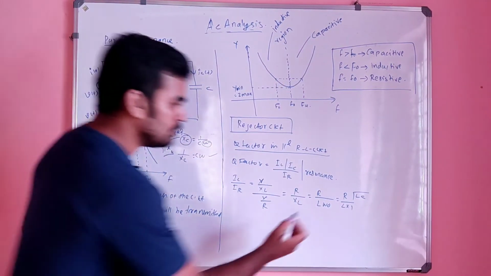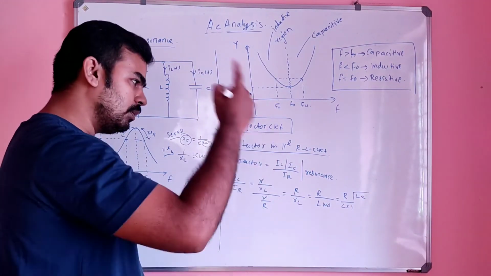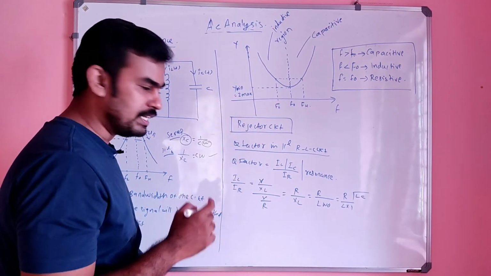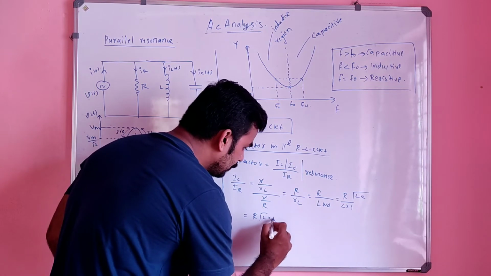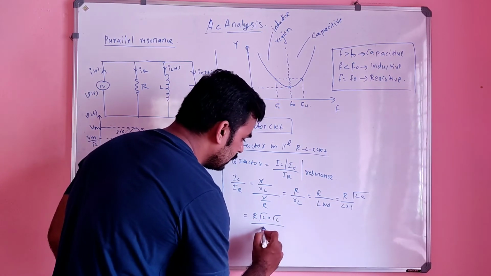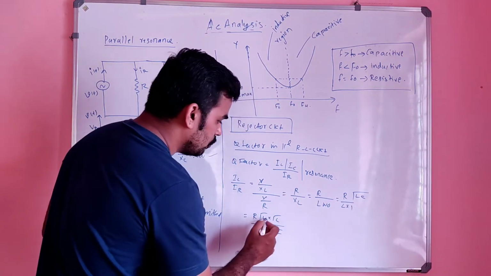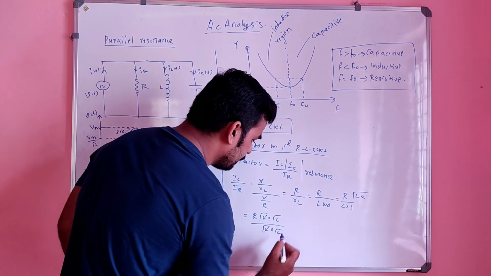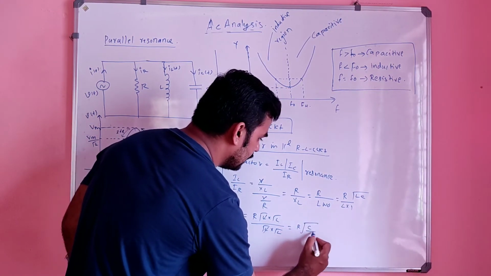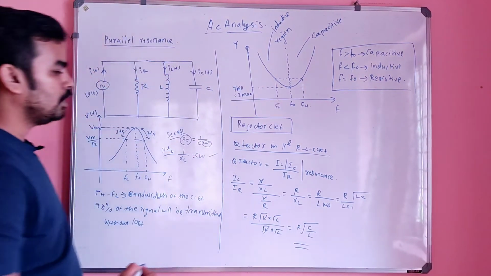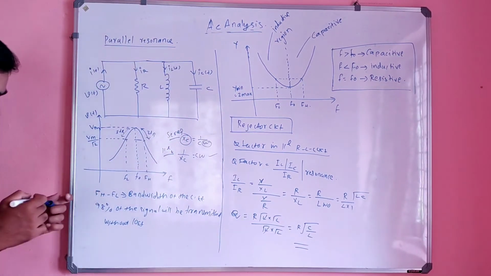1 by root of L into C. So omega 0 is nothing but 1 by root LC, no? So 1 by root L into C goes outside, I mean top side, right? So it will become R root L into root C divided by root L into root L. So root L and root L cancel. What I get? R root of C by L, correct or not? R root of C by L, which is the Q factor.